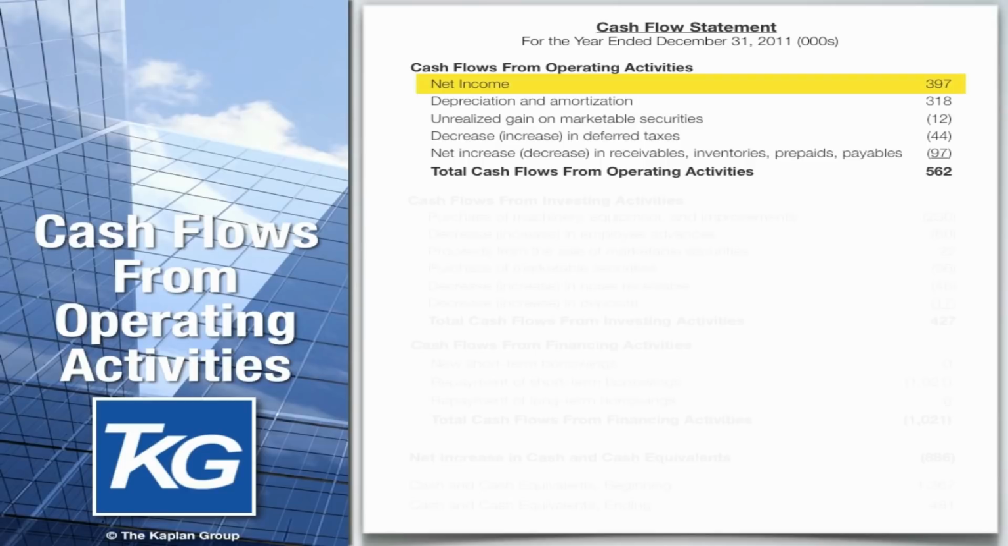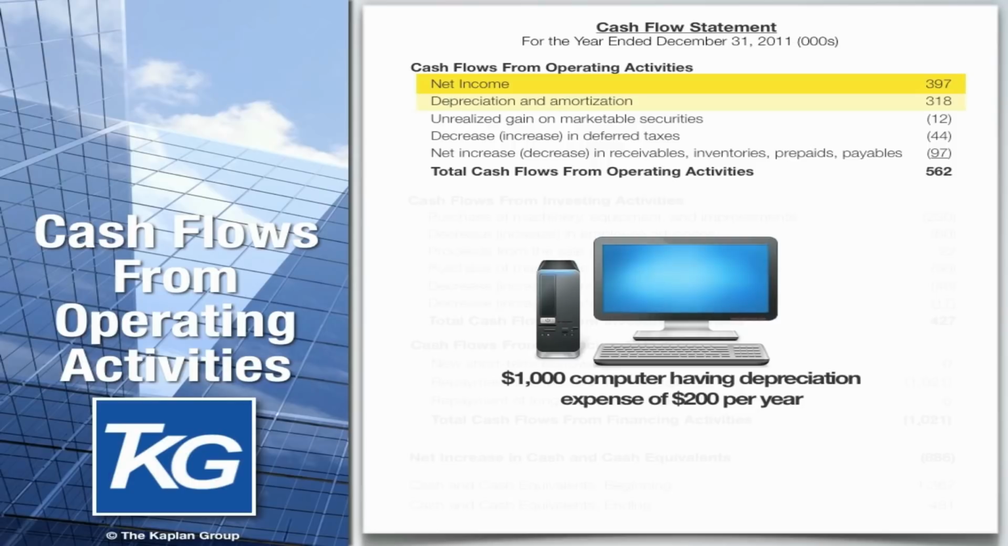For example, when the company purchases equipment, they do not expense the full purchase price in the year that it was purchased. Instead, it is depreciated over the useful life of the asset. In the balance sheet video, we talked about a $1,000 computer having depreciation expense of $200 per year. This depreciation expense is an accounting calculation and not an actual cash expense. So depreciation expense included in the income statement is added back to net income.